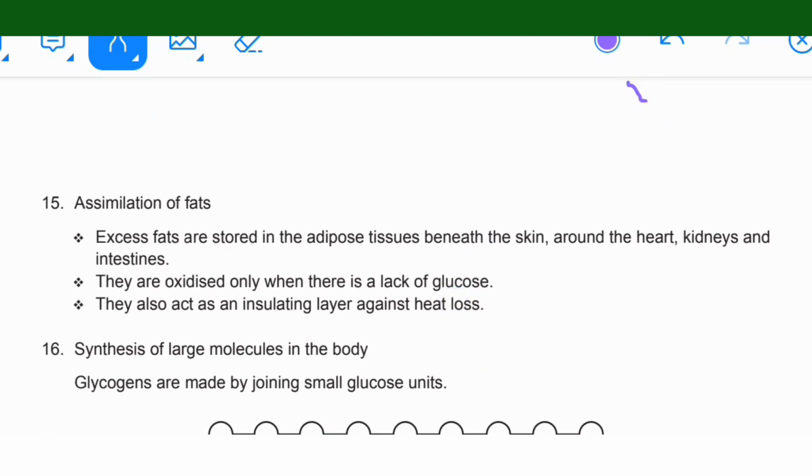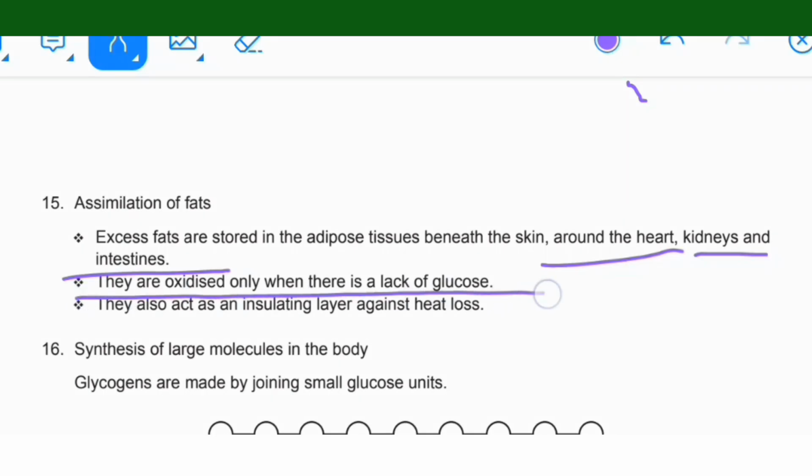Then assimilation of fats. Excess fats are stored in the adipose tissues beneath the skin, around the heart, kidneys, and intestine. That's what we call adipose tissue. Adipose tissues are actually fat tissues. That's why if you look at a small child or a baby, you see that under their skin there's enough fat there. That's why they have supple skin or soft skin.